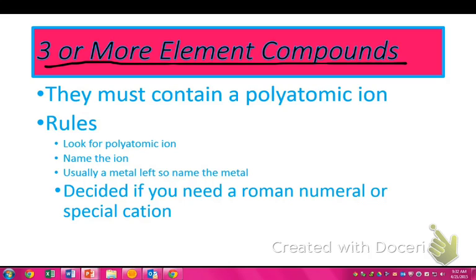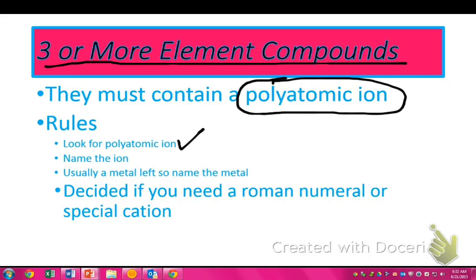And so the key is that because they have 3 or more elements, you have to look for the polyatomic ion. And that's basically the first rule. So you're going to need those cheat sheets. You're going to look for the polyatomic. Usually it's going to be at the end. You're going to then, therefore, name that ion. And then usually what's left over once you name that ion is a metal. And so since you have a metal left over, we're going to treat these a lot like a type 1 or a type 2.